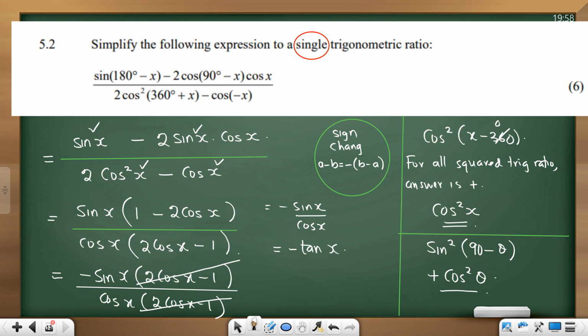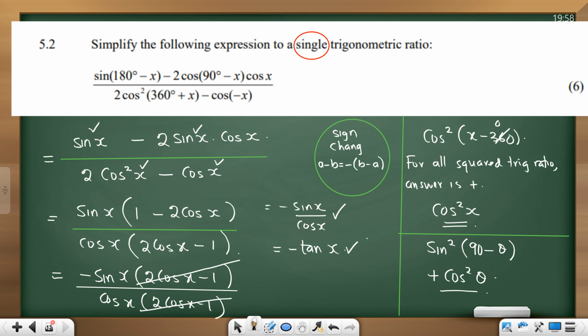1, 2, 3, 4, 5, 6. Are we on the same page? Are we on the same page? I know it's a bit sketchy.